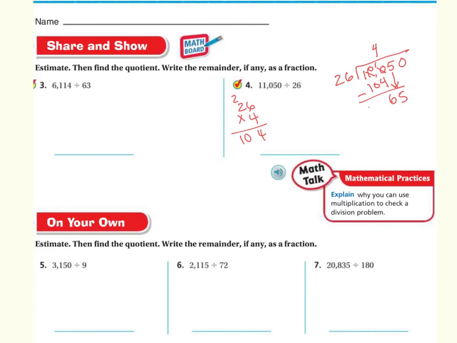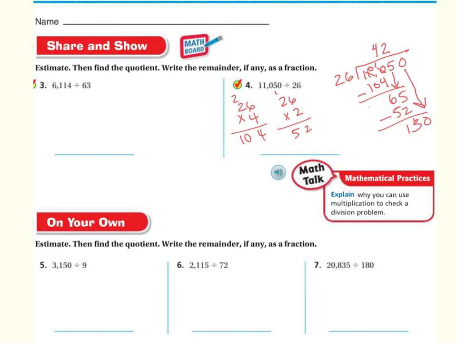26 goes into 65 about 2 times. 26 times 2 is 12. 2 times 2 is 4, plus 1 is 5. So I get 52. I'm going to subtract. 5 from 2 is 3. 6 from 5 is 1. And I'm going to bring down my 0.